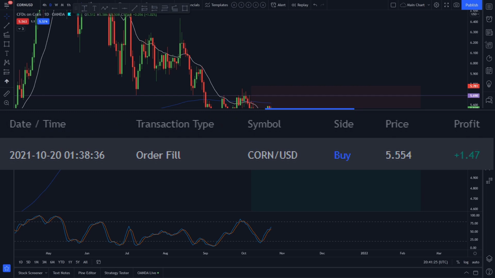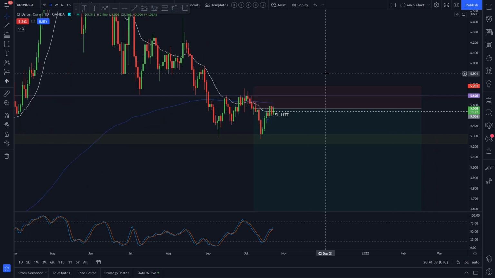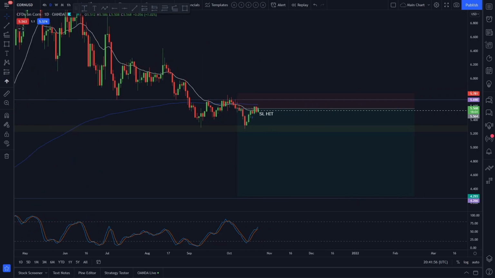So we did come out of this trade with about $1.47. Not the biggest profits in the world, however we'll still take that as profits. We'll stay patient for another entry on corn and see where it goes. A better entry in this position would actually be to possibly wait for price to break below this level of support here before retesting this level and then taking it down further.